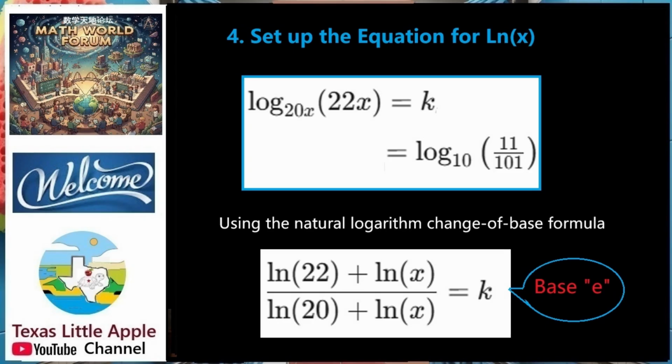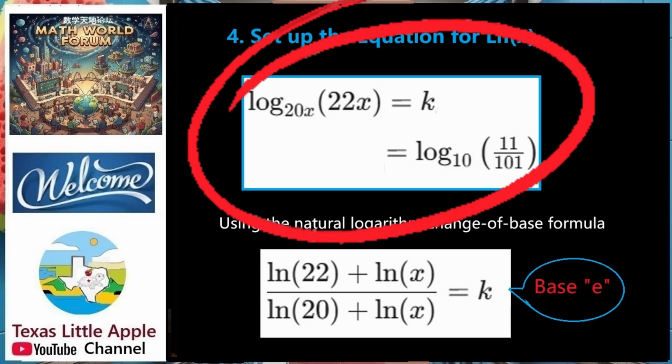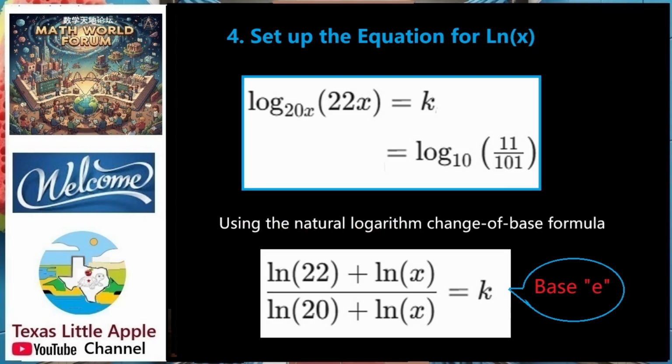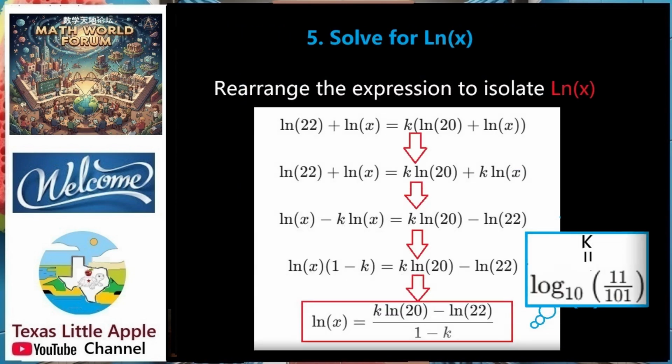Step 4. Set up the equation for log x. Now let's return to the left side of the original equation, as shown on the screen. Using the natural logarithm and the change of base formula, we can rewrite this expression in the form displayed on the screen. Step 5. Solve for log x. Rearrange the expression to isolate log x and we obtain the value of log x.